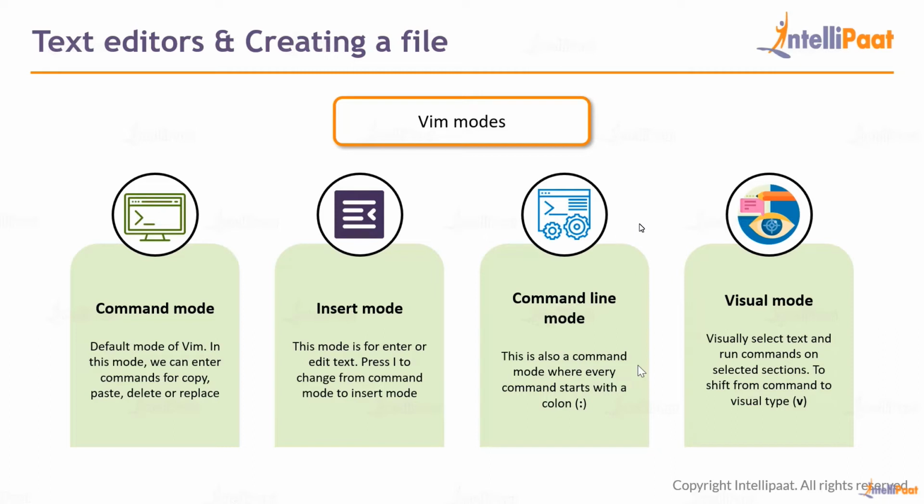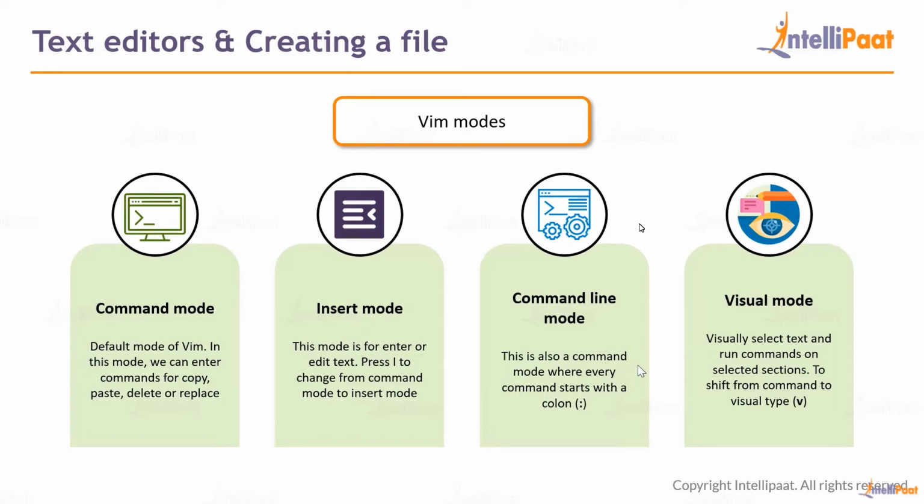Then command line mode, which is also a command mode, but every command you provide should start with a colon. To quit, it's colon Q. To save and quit, it's colon WQ. This is what happens. And fourth is visual mode. Visually select text and run commands on selected sections.